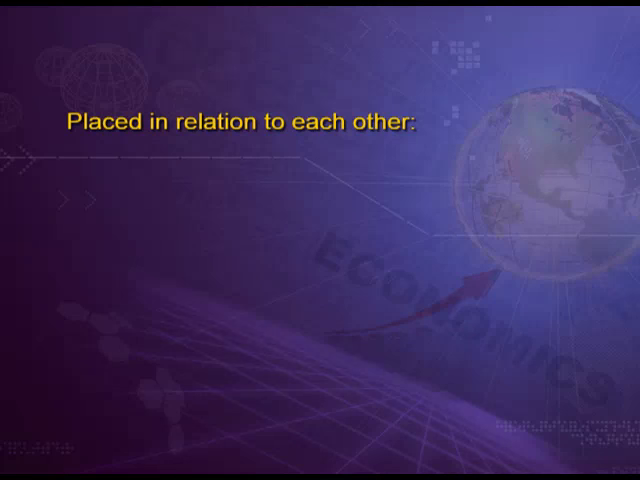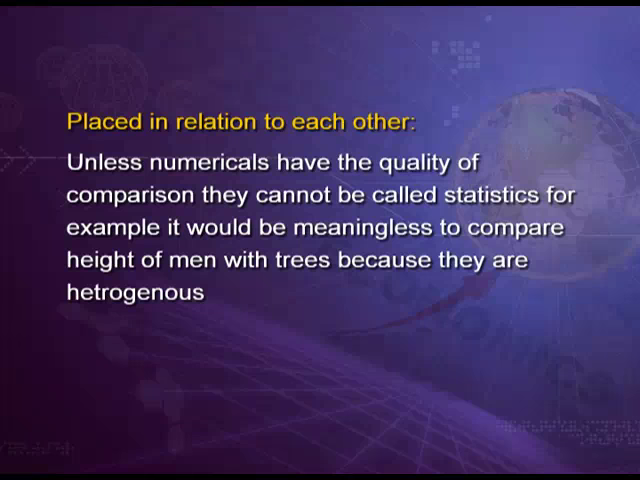The next most important feature is that statistics is placed in relation to each other. What does it mean? It simply means that unless numericals have the quality of comparison, they cannot be called statistics. For example, it would be meaningless to compare the height of a man with trees because they are heterogeneous. So what I'm trying to explain is that in statistics, we can compare different factors with each other with a little bit of homogeneity.